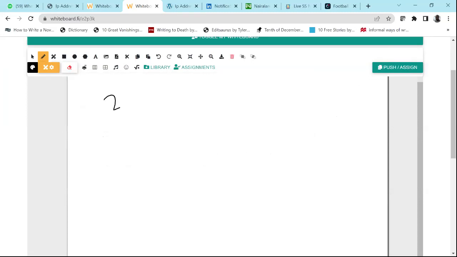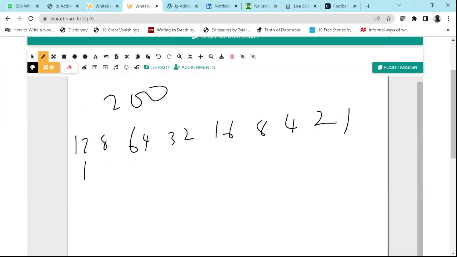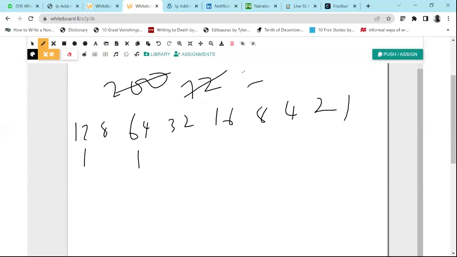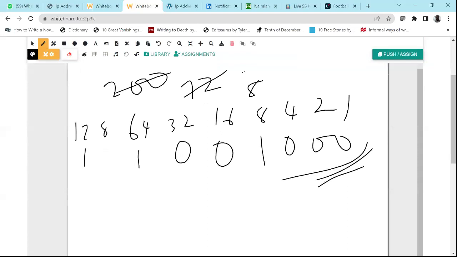So we have 200, and 128, 64, 32, 16, 8, 4, 2, 1. For 200, yes, I can subtract 128. That will leave me with, my math is rusty here, 72. I can subtract 64, yes, that will leave me with 8. So that is 1, 1, 0, 0, 1, 0, 0, 0. This is the binary of 200.